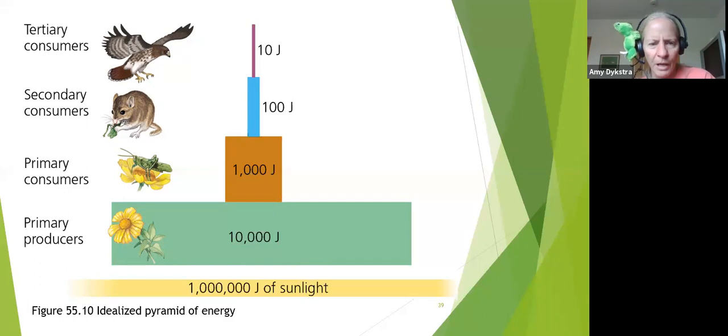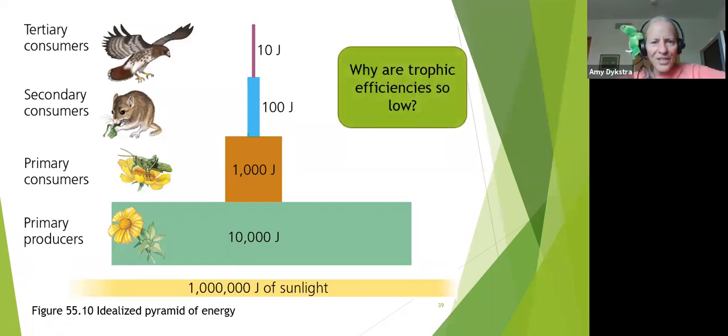So this is what we call an energy pyramid. This is an idealized pyramid of energy. If you were to measure the actual energy transferred from level to level within ecosystems, it would vary somewhat. But this is an idealized pyramid, and it's about average across the world. And so we talk about the rule of 10 in energy pyramids. Only about 10% of the energy is available to the next level up.